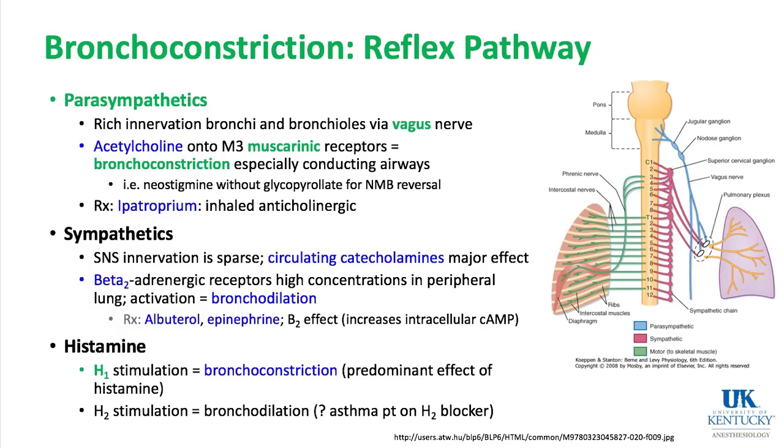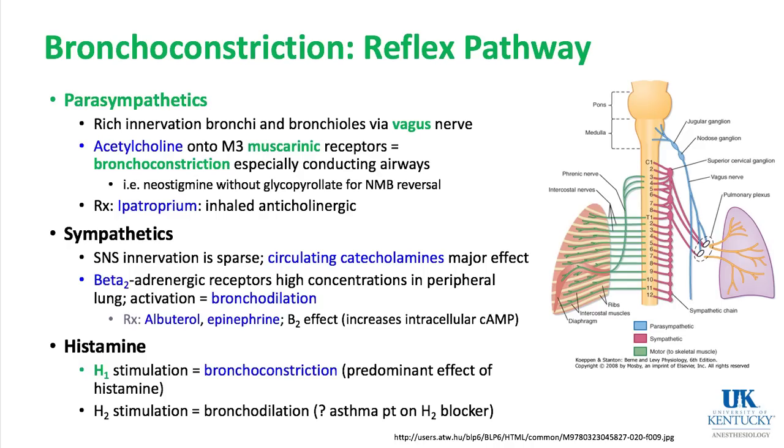For example, if at the end of an anesthetic you went to reverse a neuromuscular blockade and you gave neostigmine alone, neostigmine would inhibit acetylcholinesterase, raise acetylcholine levels, the muscarinic receptors would be activated, bronchoconstriction would occur, and we avoid those muscarinic side effects by combining neostigmine with an anticholinergic like glycopyrrolate. Ipratropium is an example of an inhaled anticholinergic, and it works especially well in patients with COPD.